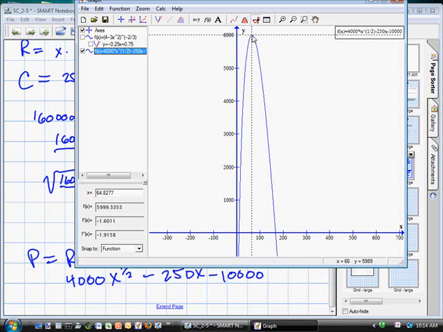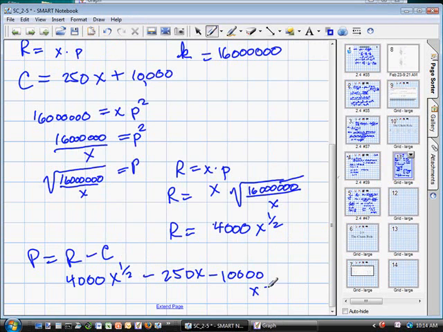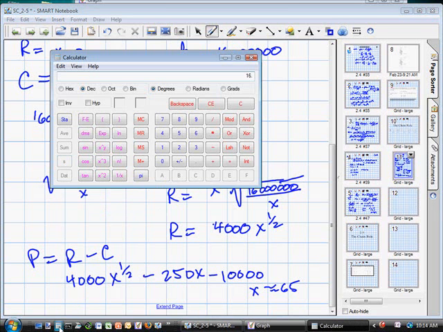So now you can go backwards and calculate the price. So let's just write that down. X is 65 approximately. Now what's the price? Back here, we'd have to come back in here and just substitute in 65. 16 million divided by 65, and then take the square root of that. Looks like 496. So somewhere just a little below 500 bucks, according to this.